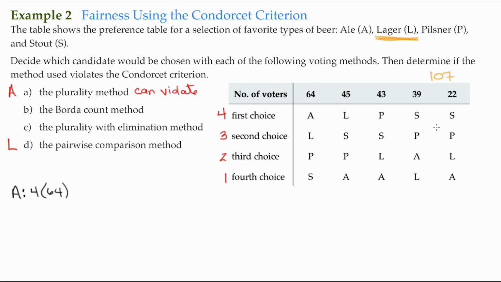Ale has no second choice votes. Ale has 39 third choice votes. We award 2 points for each one of those votes. And Ale has 45 and 43 and 22 fourth choice votes. We give 1 point for that. So that comes out to be 1 times 110 altogether. We then tally this all up, and that comes out to be 444 points. So using the Borda count method, Ale gets 444 points. We'll then do Lager.